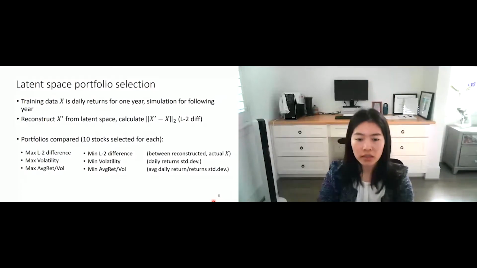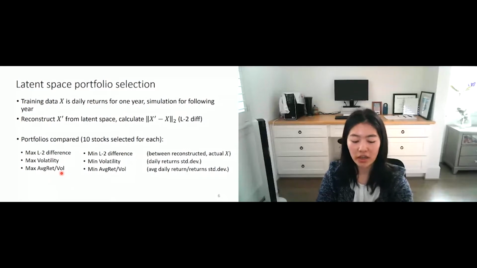And we also think that maybe if a stock had high reconstruction error, it could mean it had high volatility. So we wanted to use volatility as a selection criterion. And we also used average return over volatility because this is like a Sharpe ratio, and we wanted our portfolios to have high Sharpe ratio.